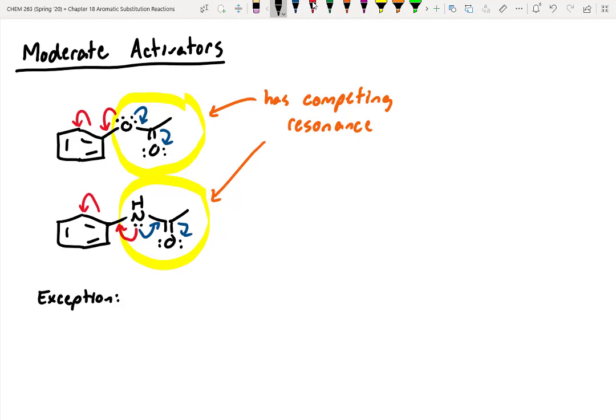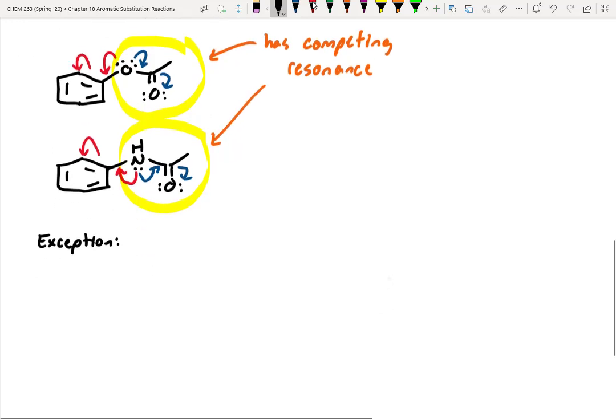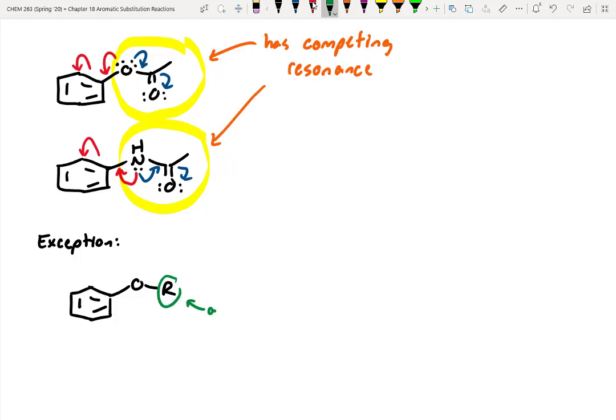And unfortunately in chemistry, there's a lot of these weird exceptions. However, we just have to live with them. And this exception involves something like this, where you have an alkoxy group. So anytime you see an R group like this, it's going to be an alkyl group. So that could be a methyl, ethyl, tert-butyl. It doesn't matter, some sort of sp3 hybridized carbon.